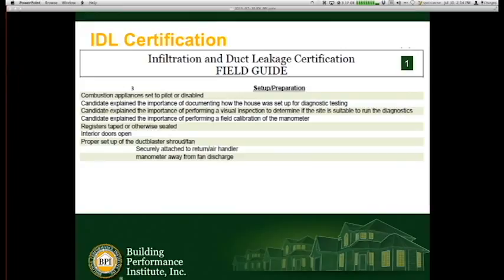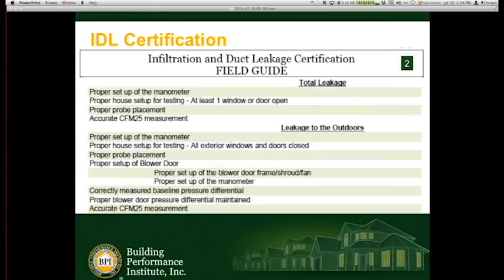These are the actual field guide criteria. So I want to know that you can set combustion appliances to pilot, and basically, if you go through this as a checklist, you'll be able to pass the exam, and you can understand just the simplicity of it. It doesn't really go into detail about how to technically run the blower door or a duct tester, or duct blaster, whichever you prefer.